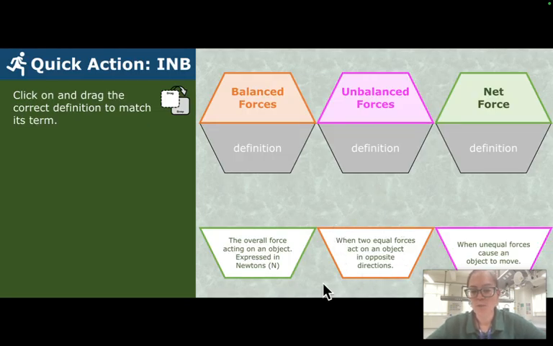This orange one, when two equal forces act on an object in opposite directions, they are balanced. So the forces are equal, they're acting in opposite directions, so nothing is going to change. And then this pink one, when unequal forces cause an object to move, that would be unbalanced forces. But even then, in the slides, that's not a great definition, right? Because unbalanced forces just means there's a change. It doesn't mean that it's going to start moving. It could be stopping. It's just there's going to be some sort of change in the motion.